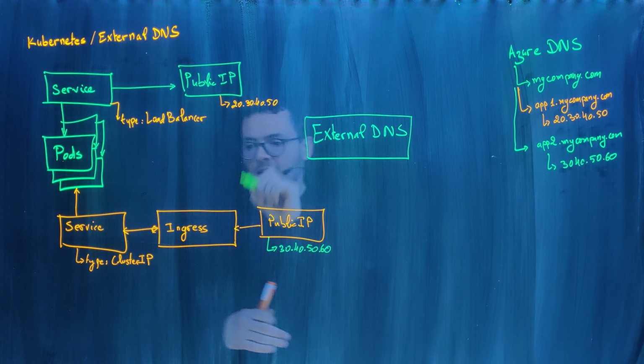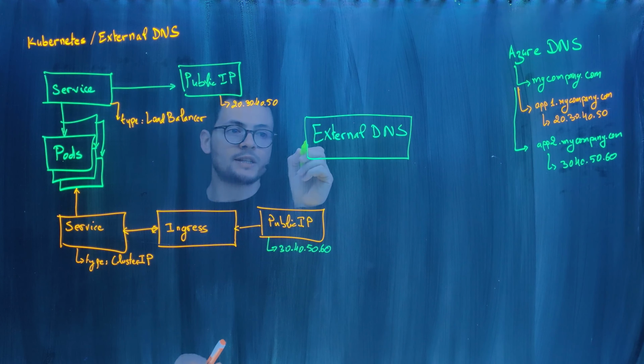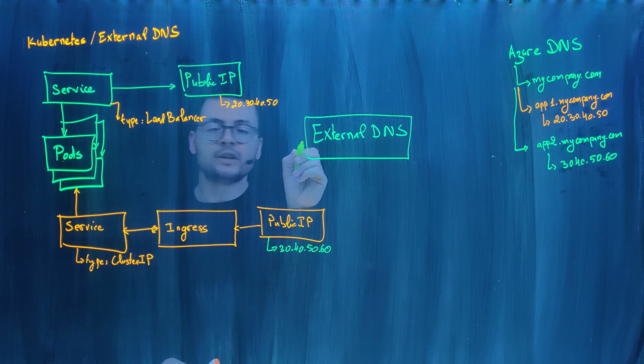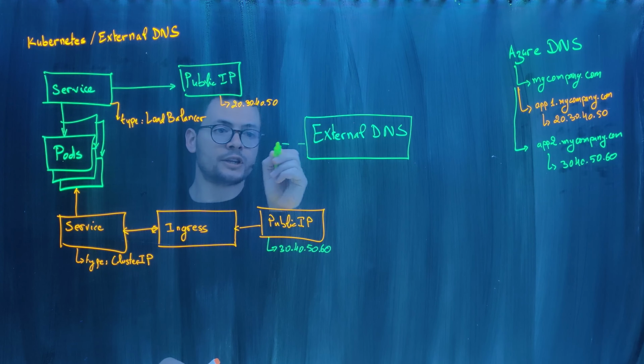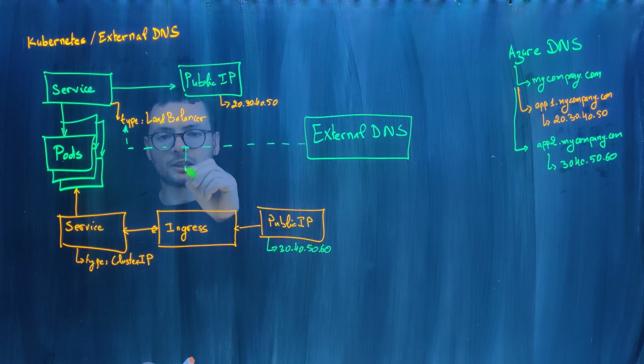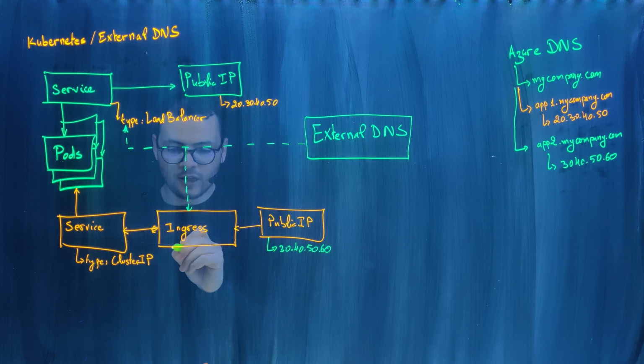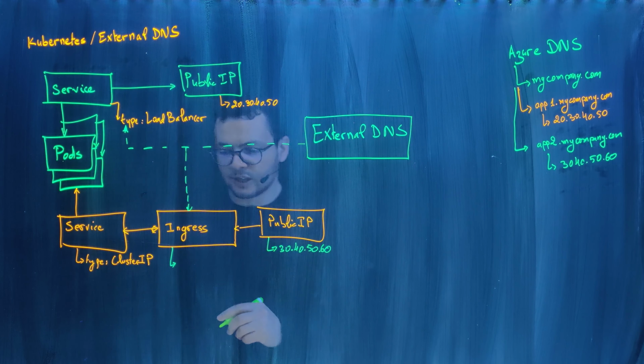External DNS, once it's installed inside my cluster, will connect to the API server in order to scan the configuration of the services and also of the ingress controllers. So it should be able to access those services and also the ingress controllers. So it will detect the configuration for the ingress controller.